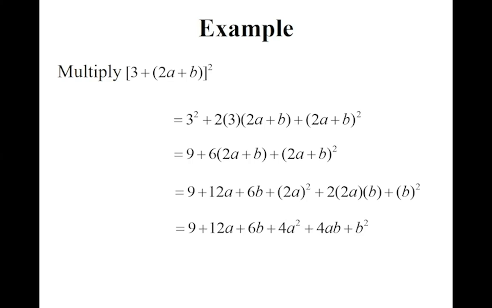Are there any like terms that can be combined? We have a constant, we have an a, we have a b, we have an a squared, we have an ab, and we have a b squared. No like terms. So that is our answer. That's an example of why the formula is helpful, because it definitely cuts some time off what we would be doing if we had to multiply that out by hand. Could we even do it without the formula? At this point, who knows?